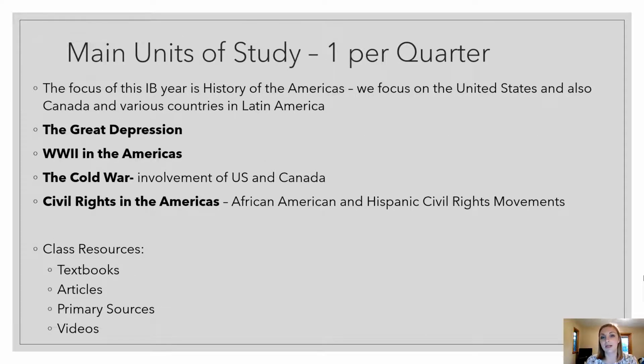The units of study that we cover are the Great Depression, World War II in the Americas, the Cold War, and Civil Rights in the Americas. We do 1 unit per quarter. Students will also be doing a historical investigation in first and second quarter, which I will talk about in a second. Some of the resources that students will be using are their textbooks, some articles, primary sources, videos, photographs, pretty much a range of sources, because we'd like students to really get a full idea of what history is.